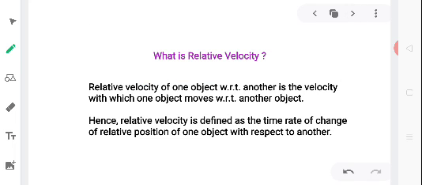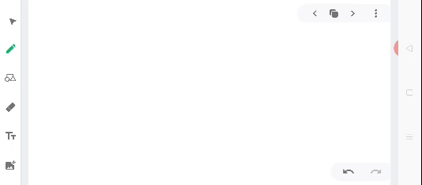So what is relative velocity? The relative velocity of one object with respect to another is the velocity with which one object moves with respect to another object. Hence, relative velocity is defined as the time rate of change of relative position of one object with respect to another. Let us analyze the concept of relative velocity by deriving its expression.